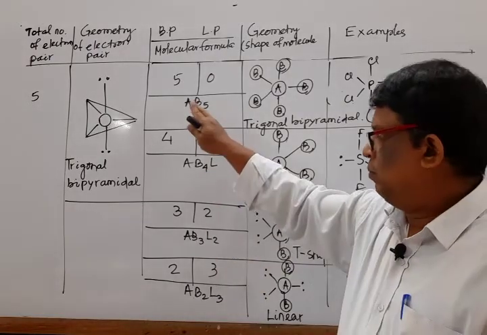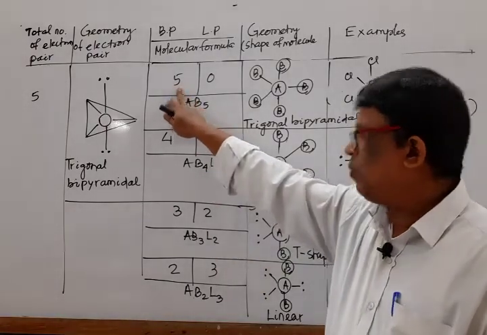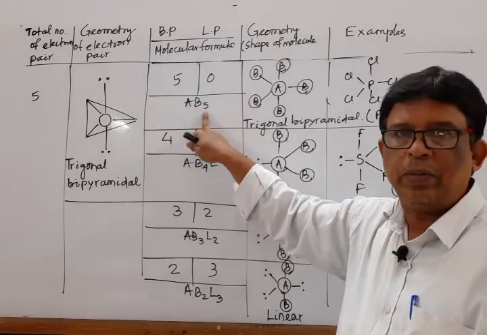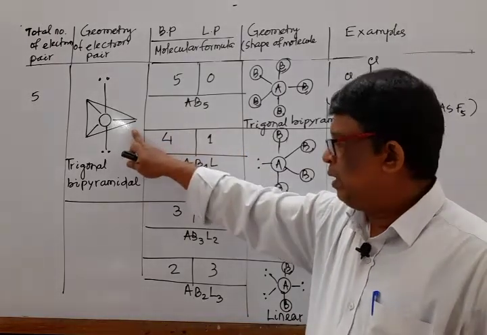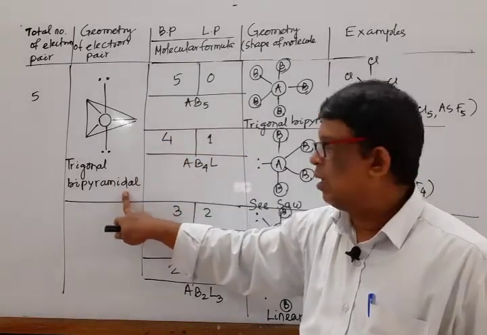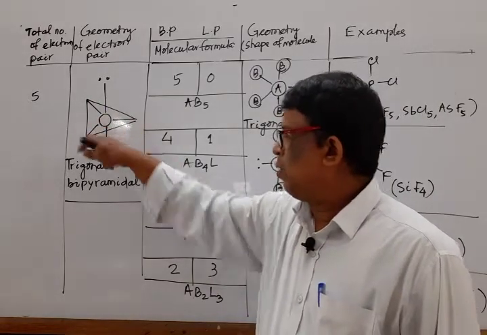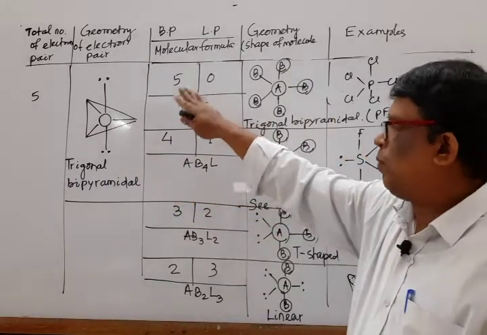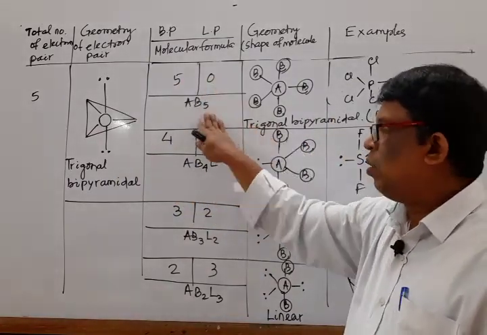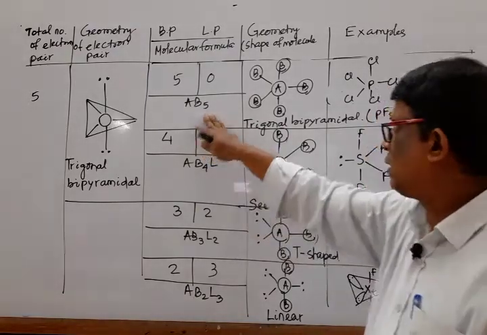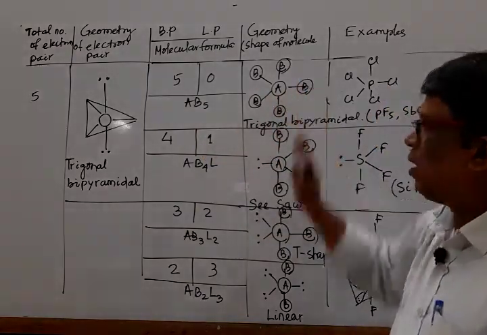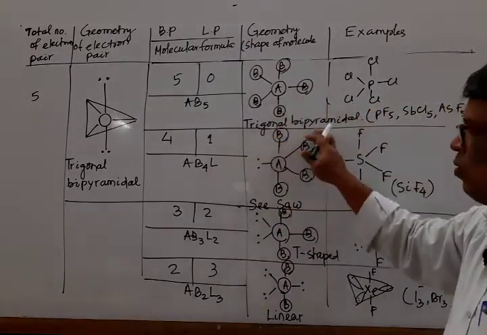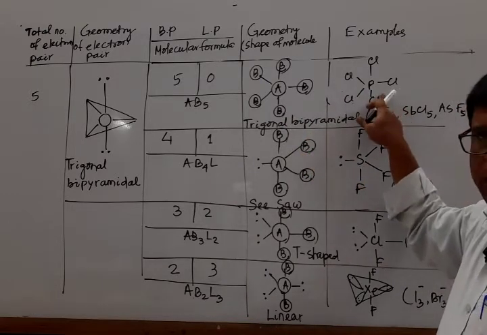Mark that. If the total number of bond pair is 5, lone pair is 0, then it is represented by the molecular formula AB5. In these cases, the geometry is trigonal bipyramidal. Mark that. If 5 bond pair and lone pair 0, molecular formula is AB5. All are bond pair, no lone pair is there. Then if it is the case, it is a trigonal bipyramidal. Example is PCl5. Mark that.